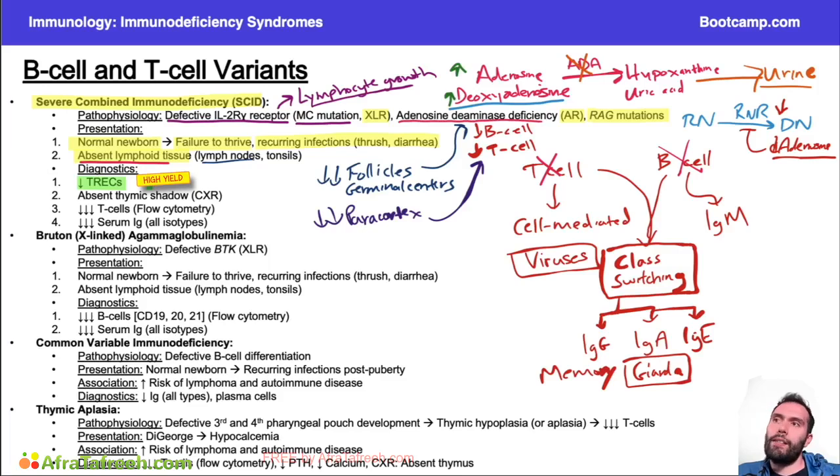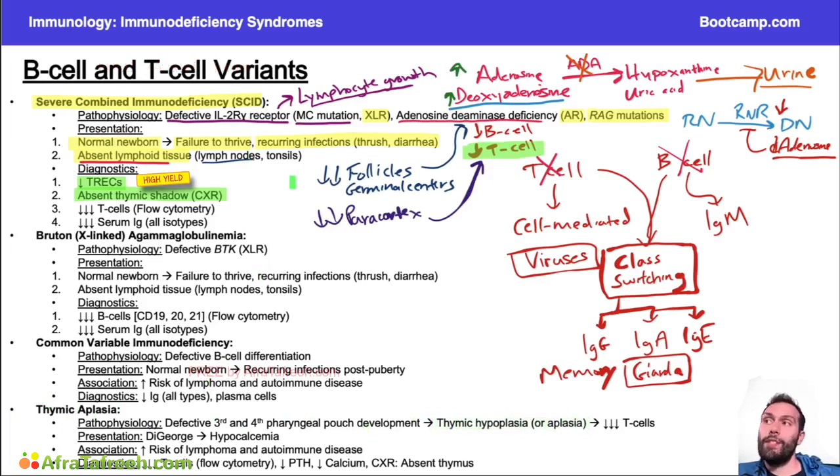Part of that makes a lot of sense, right? You know the T cell count is going to be low, so this is a surrogate. The other thing you can classically see here is an absent thymic shadow. This is not just something you see in severe combined immunodeficiency. You can also see thymic hypoplasia or thymic aplasia in general, when you're talking about DiGeorge syndrome, for example.